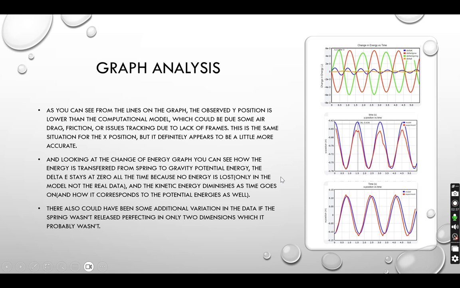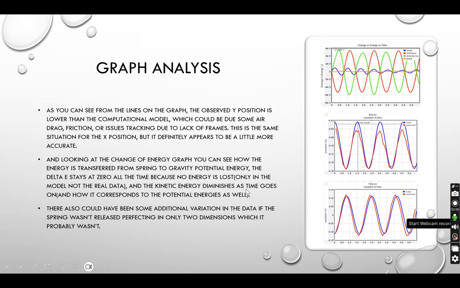The graphic analysis: as you can see from the lines on the graph, the observed y position is a little lower than the computational model, which could be due to some air drag, friction, or issues tracking due to lack of frames. This is the same situation for the x position, but it definitely appears to be a little more accurate, as you can see right there.